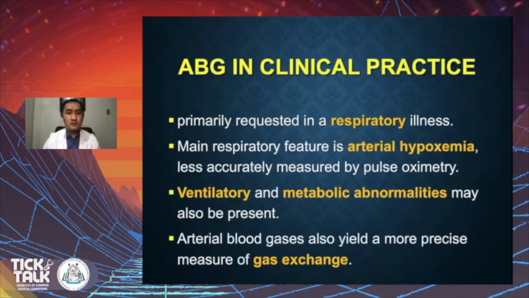It is standard to request an ABG when we are entertaining a respiratory illness. Most of the time, the main respiratory feature is arterial hypoxemia, less accurately measured by pulse oximetry. We can also check for ventilatory and metabolic abnormalities that may be present, and ABG also yields a more precise measure of gas exchange. ABG may also provide indications of the patient's prognosis.